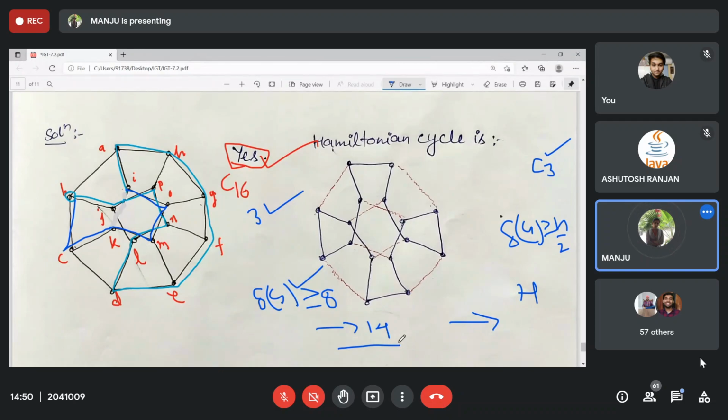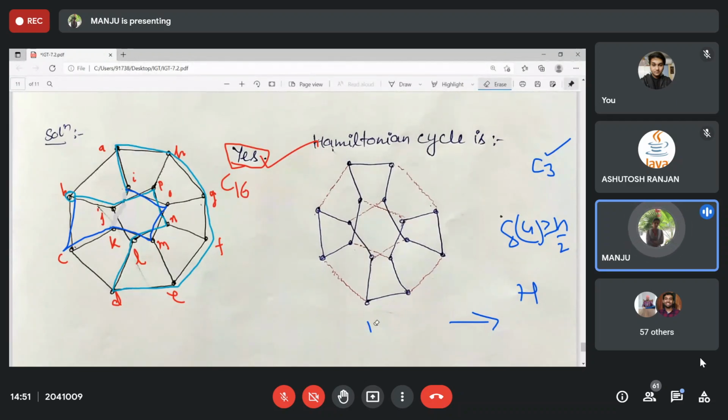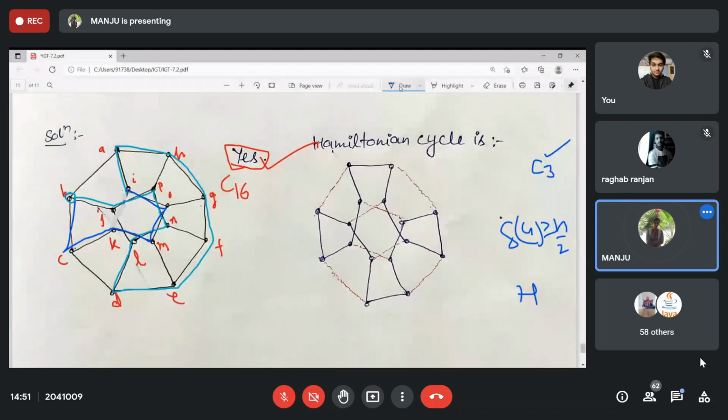But if it does not exist, I mean if this is not satisfied, even then the graph can be Hamiltonian, right? That is only the necessary condition, not the sufficient one. Okay. Yes, ma'am. That means all these are derived from the definitions, no?